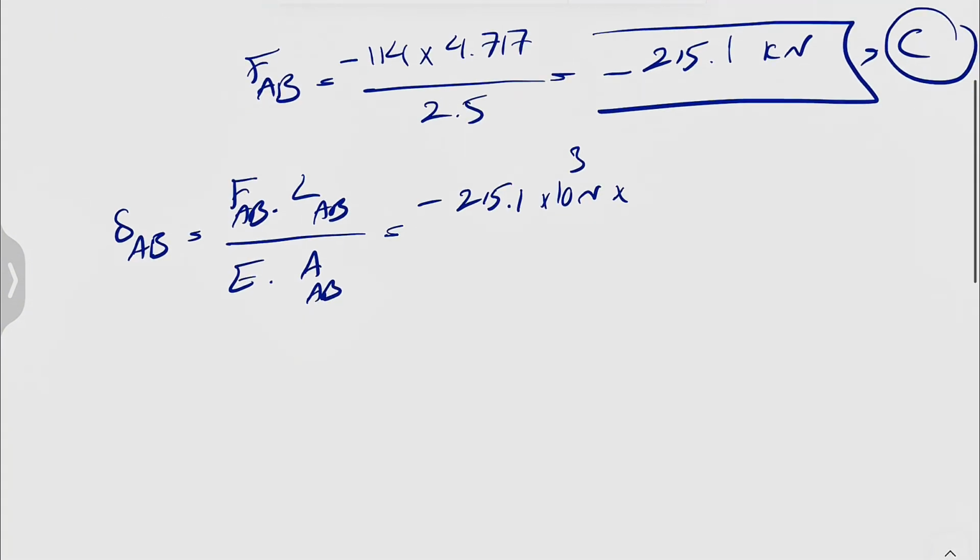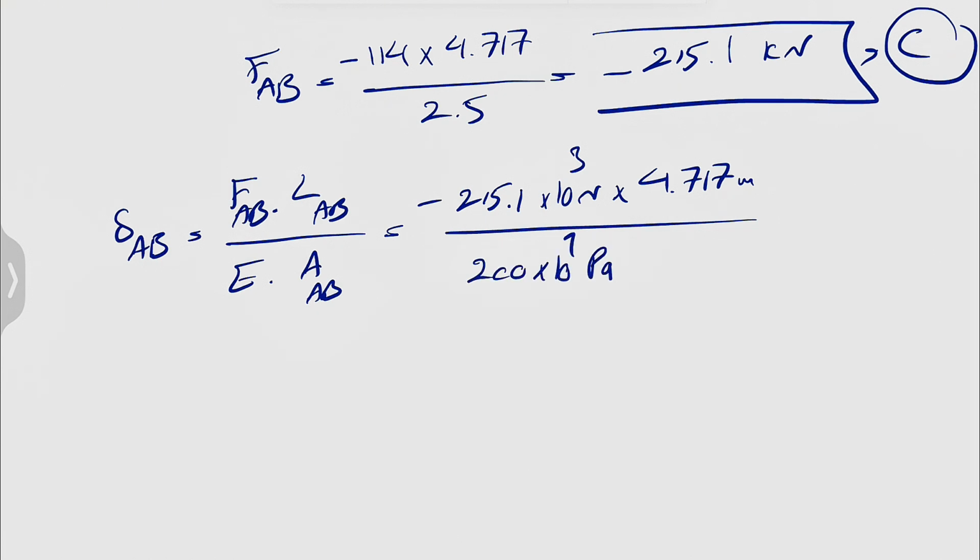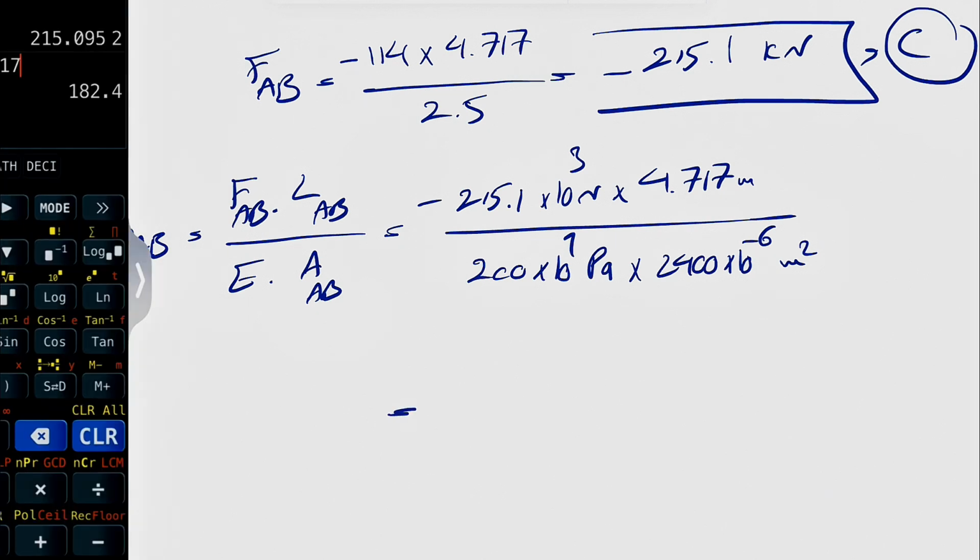So 4.717, and the unit is in meters, so that's good. The elastic modulus we had in the question, 200 gigapascal, so 200 times 10 to the 9 Pascal. And the area, as I mentioned, is 2400 millimeters squared. So we're going to do 10 to the minus 6 in order to get it in meters squared. And that's going to give us the deformation in meter. Let's see what we get.